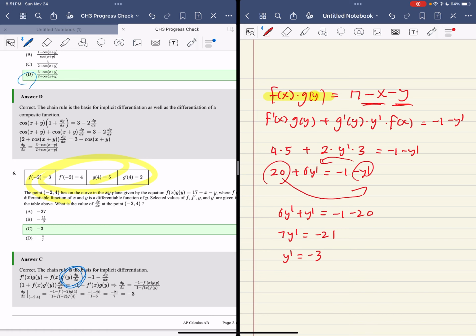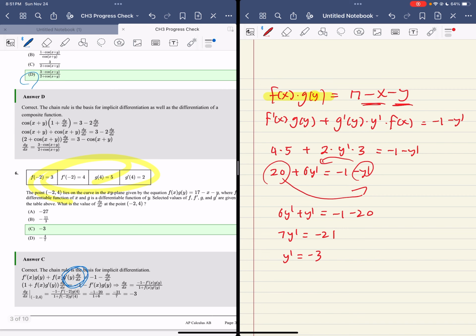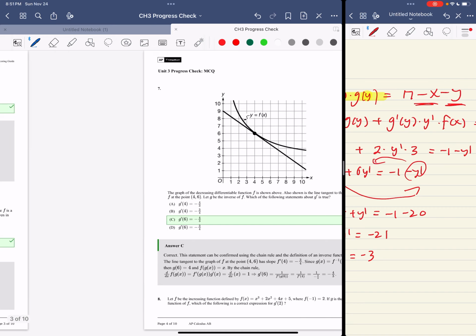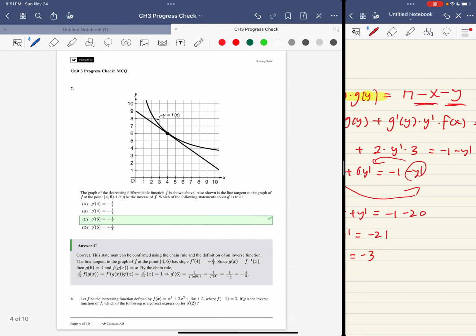Yeah, that's the answer. If it was an actual AP test, I would have gotten this one wrong. But one mistake, so we're good. I wonder how many of you actually got this one. This is slightly tricky.